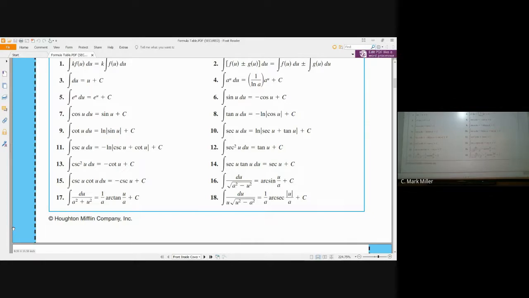Well, it doesn't have a square root. 17. Yeah, it doesn't have that square root. So it's 17. So that's going to be arctan. Now, in our problem, what do we have? We have x squared plus 4. So u is x, a is 2. Right? U is x and a is 2, and it integrates to that.